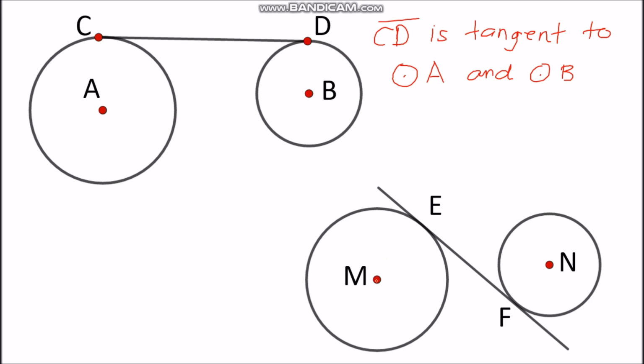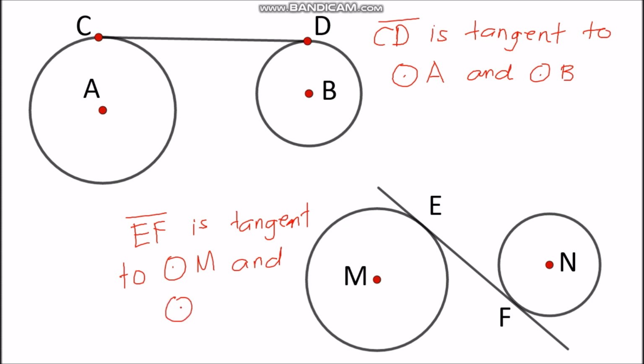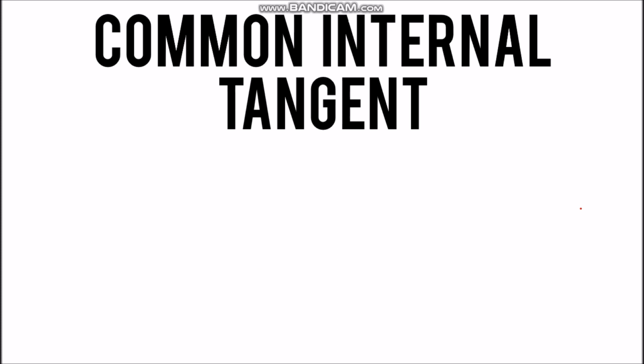Another example is this one. You have circle M and then circle N. Again, the two circles are sharing one tangent, which is segment EF. So you can say that segment EF is tangent to circle M and circle N.